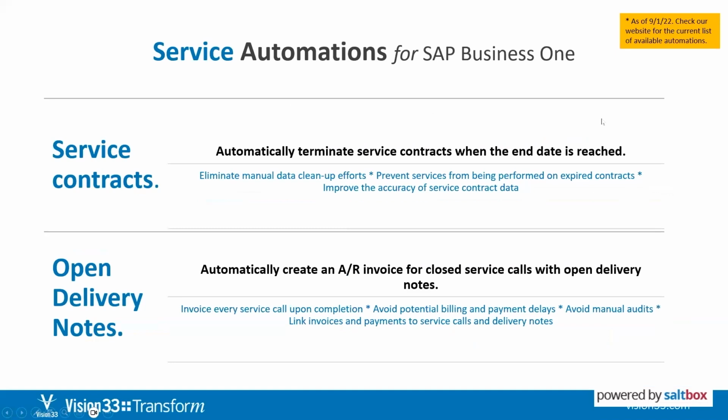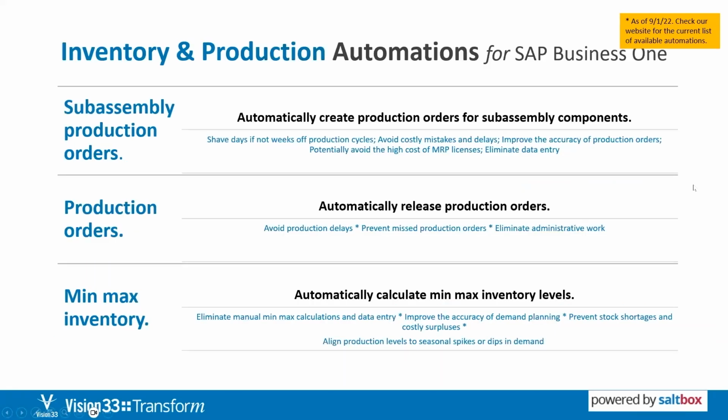Service automations for SAP Business One. What about service contracts? Well, we can automatically terminate service contracts when the end date is reached. And open delivery notes: we can automatically create an AR invoice for closed service calls that have an open delivery note. So we've done some work, we've provided some services to fix something, and we can automatically create that invoice for you. Let's give you a few examples from the inventory and production automations for SAP Business One.